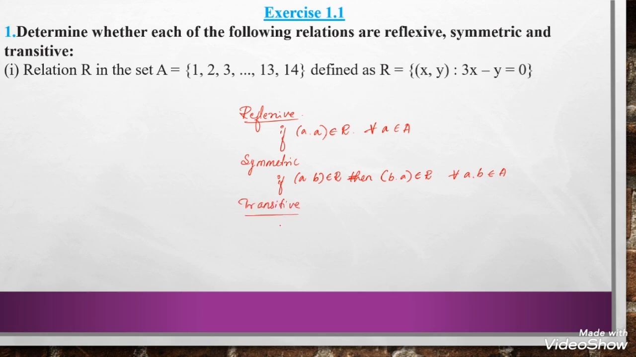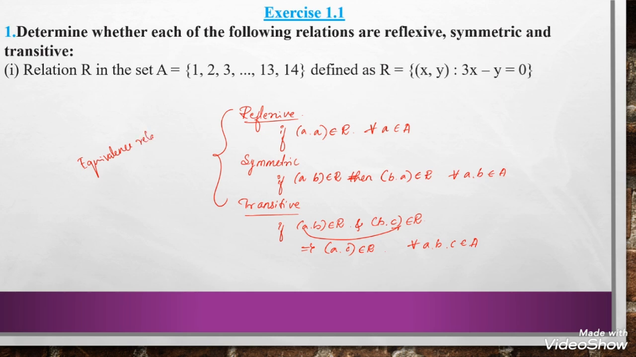Then for the transitive relation, if the first element is related to the second element, (a, b) belongs to R, and (b, c) belongs to the relation R, then the first element is obviously related to the third element, (a, c) belongs to R. This is called the transitive relation, for elements a, b, c belonging to the main set A. When these three conditions hold, it is called an equivalence relation.